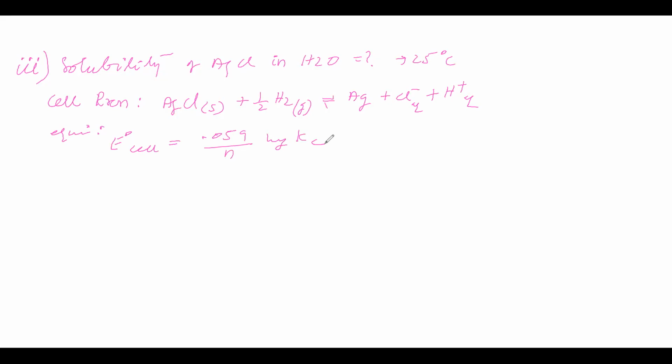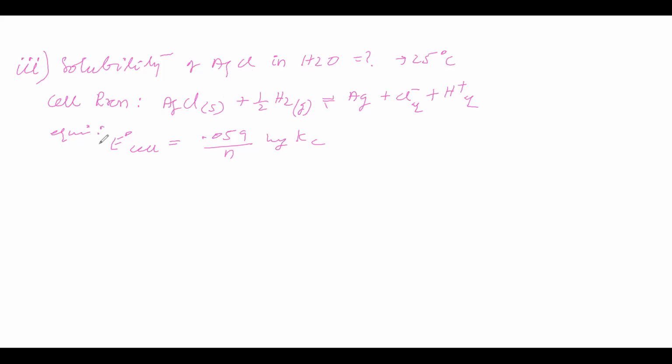Sir, why do we take this cell reaction at equilibrium? Because we want solubility. Solubility we can get from the solubility product, which is nothing but the equilibrium constant. Equilibrium constant means we have to take the system at equilibrium. So we have taken the system at equilibrium. Now we want E naught cell.